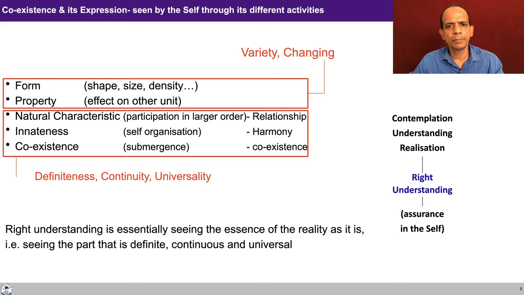When we are observing the form and property, it is a part of imagination. And the imagination that we have about the form and property also keeps changing. But the understanding that we get about the natural characteristic, innateness, and coexistence continues to be. Now, when I go to observe the natural characteristic, I need to awaken to the activity of contemplation. To observe the innateness, I need to awaken to the activity of understanding. And to observe the coexistence, I need to awaken to the activity of realization. And then my right understanding is complete. And then there's assurance in the self. So this is something to be made out when we are going to observe the reality as it is.